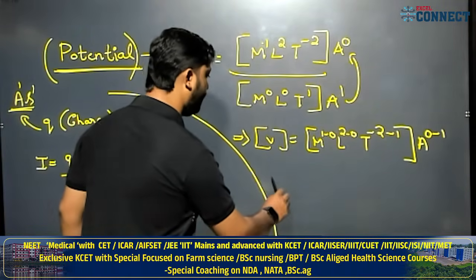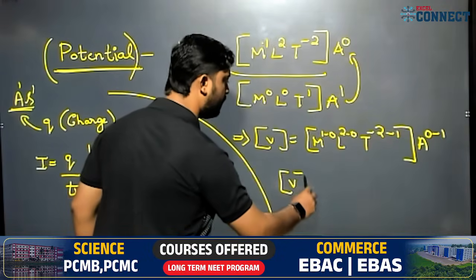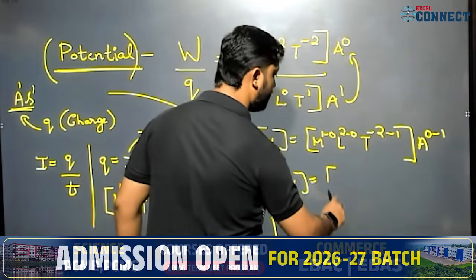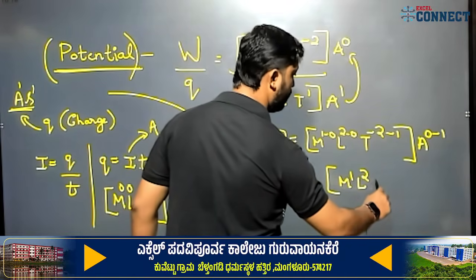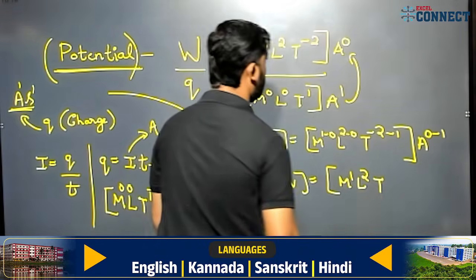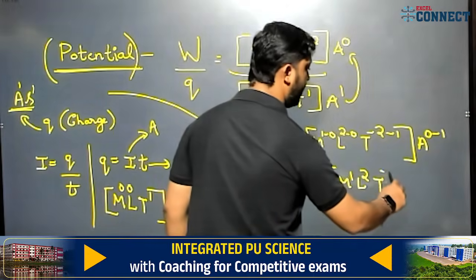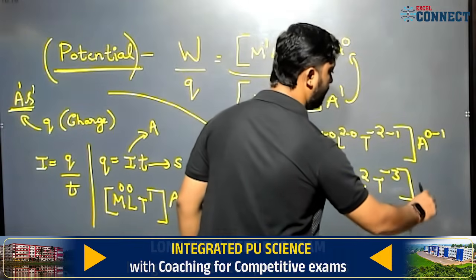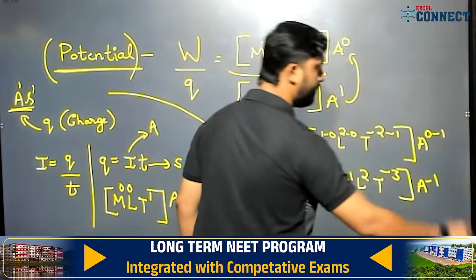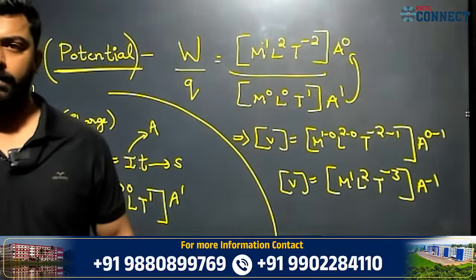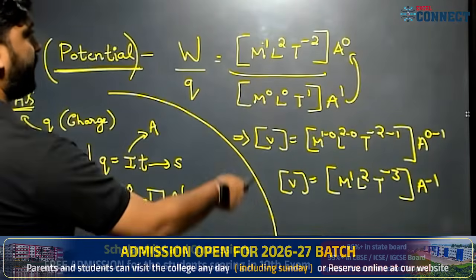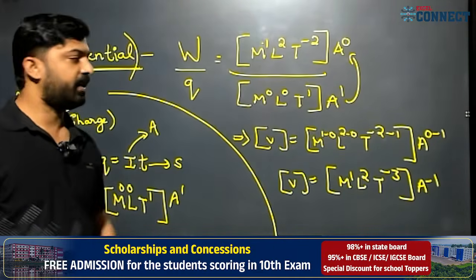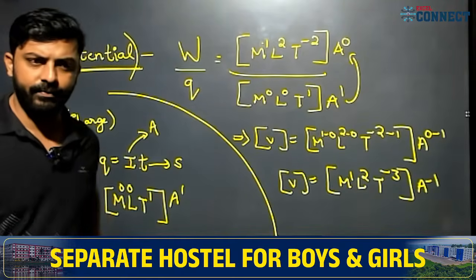So what is the dimension of potential? Dimension of potential is m1 l2 t, what does this become? t minus 3 a minus 1. Right? m1 l2 t minus 3 a minus 1. Got it?